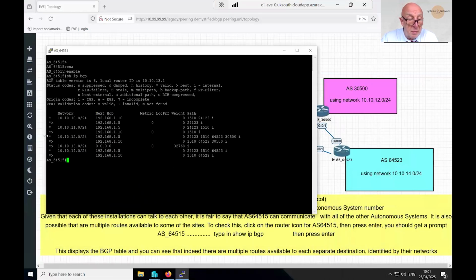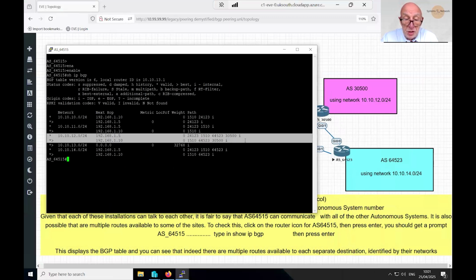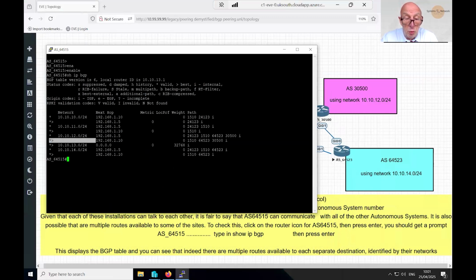So we can see here, yes, there are two paths available, and BGP has actually highlighted what it thinks is the best route. It's got this greater than sign. That greater than sign is indicating the best route. And the reason it's chosen that will be because it's got a shorter path. In this case, it's got fewer entries in the AS path attribute.